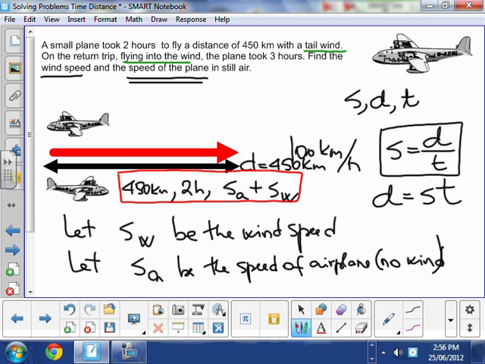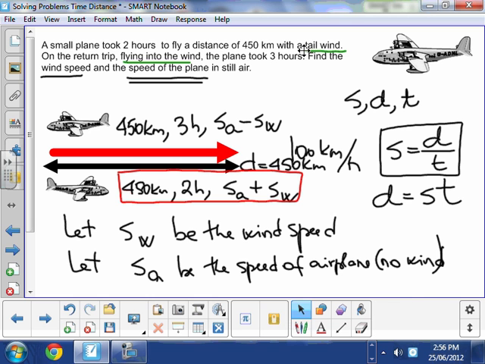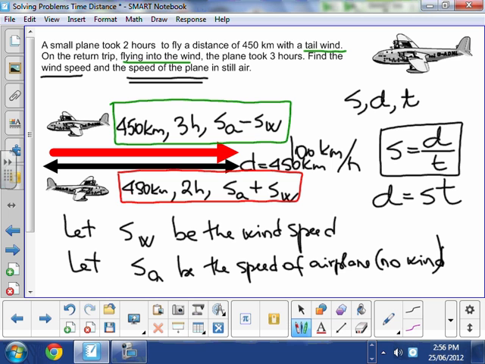Good. So now against the wind, how would I do it? Do I cover the same distance? The distance is the same, 450 kilometers. However, it takes now 3 hours. It takes 3 hours, yes. And what we have is that the airplane is pushed back by the speed of the wind. Okay, so from the speed of the airplane, I have to subtract the speed of the wind. That's correct. Okay, so again, extremely important information here.